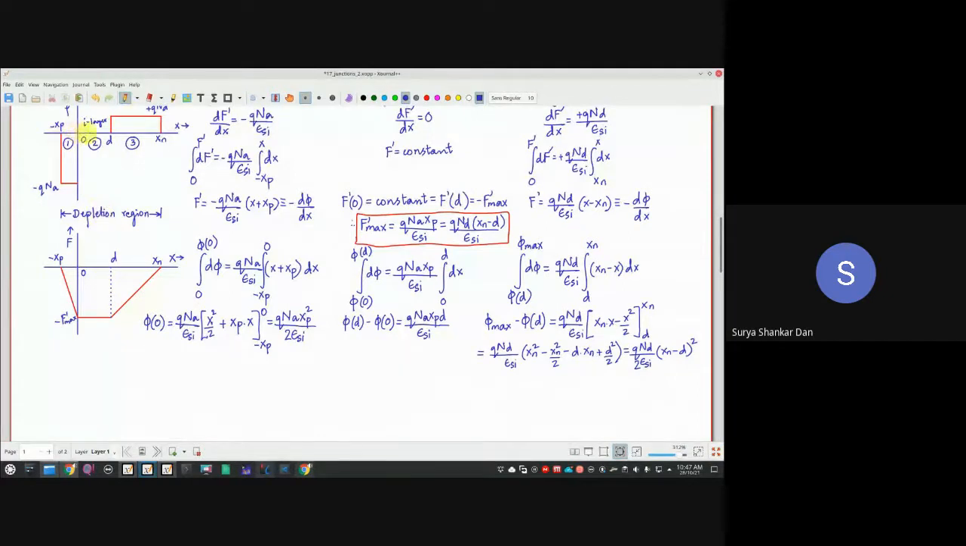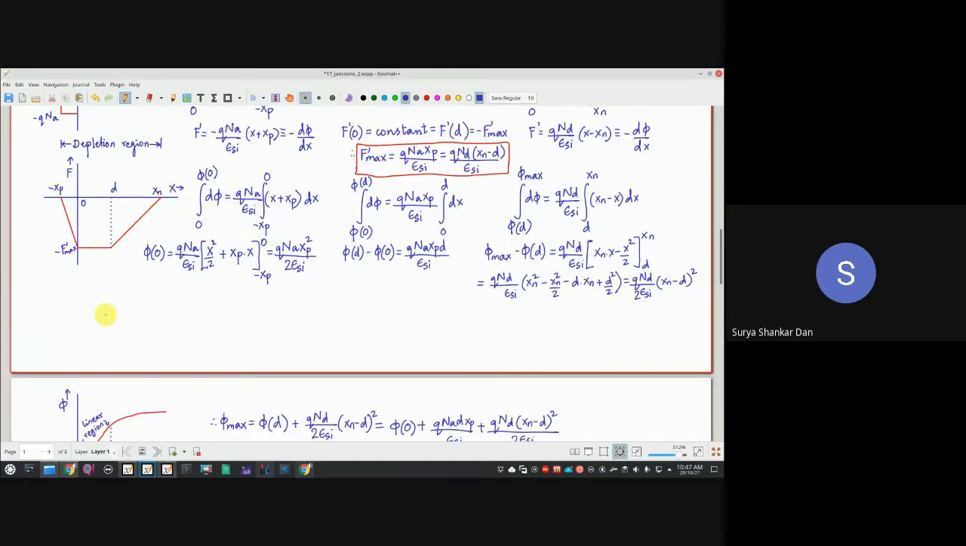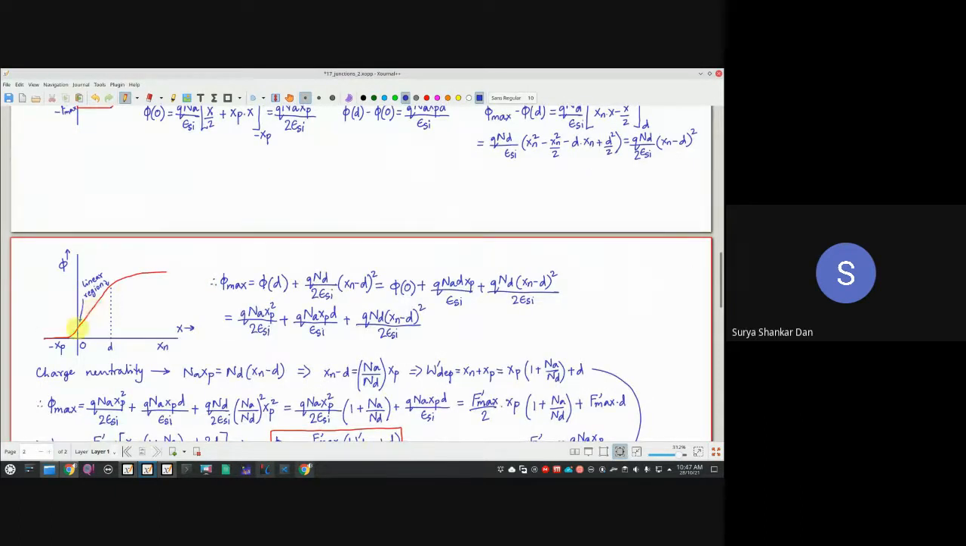Charge was 0, so F, the field, was constant. If you integrate a constant, it is always going to be proportional to x. So it is a linear region.